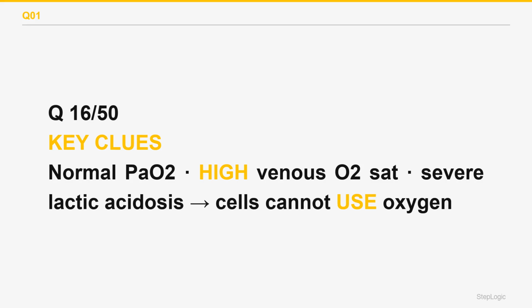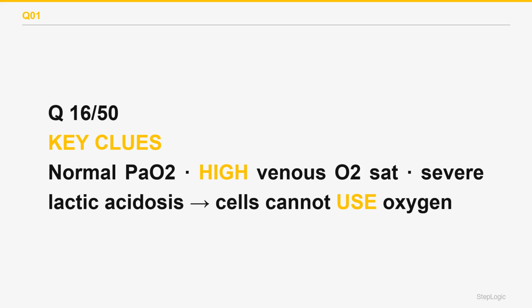Cyanide binds cytochrome C oxidase, complex IV of the electron transport chain, and halts oxidative phosphorylation. Oxygen is delivered normally, so the PaO2 and the arterial saturation are normal, but the tissues cannot consume it. The unextracted oxygen returns to the right heart, and the venous oxygen saturation rises, sometimes to arterial levels, a phenomenon called arterialization of venous blood.